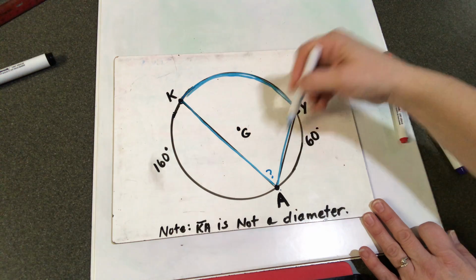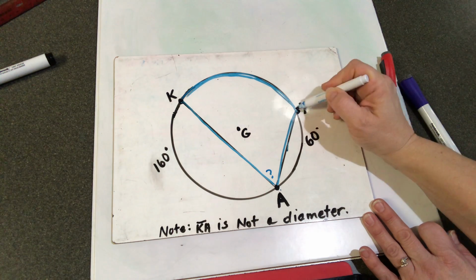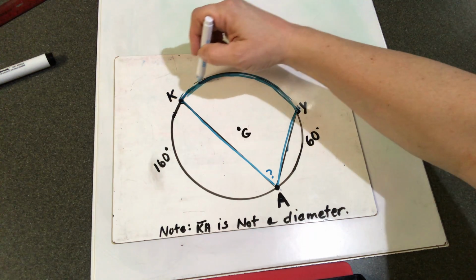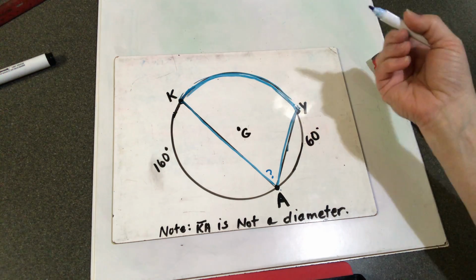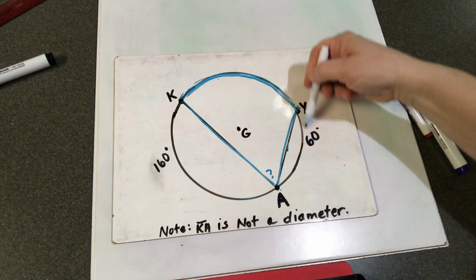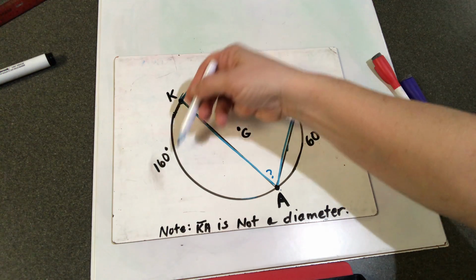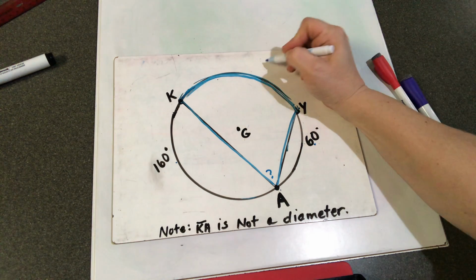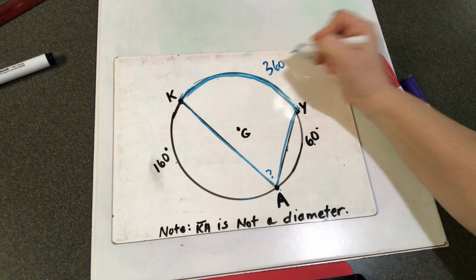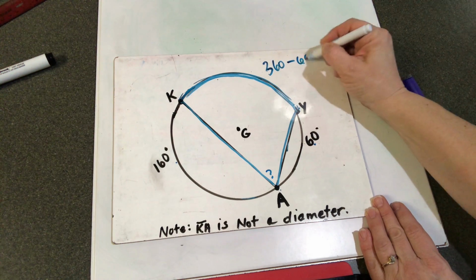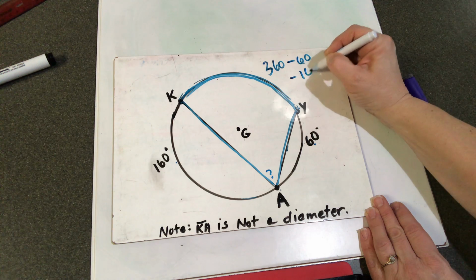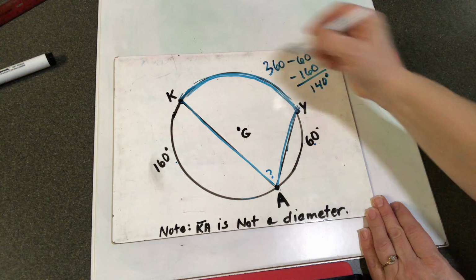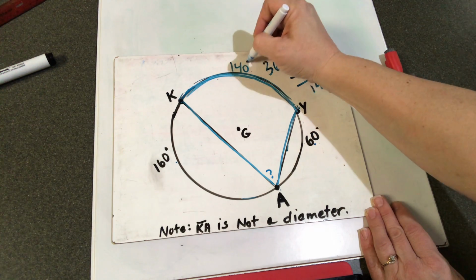So angle KAY intercepts arc KY. So if only we could find the measure of arc KY. Well, we've got all of this, which we could add up and subtract from 360 to get the rest of it. So if we have 360, and we subtract 60 and subtract 160, we should find out that this arc is 140 degrees.